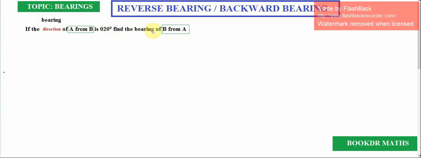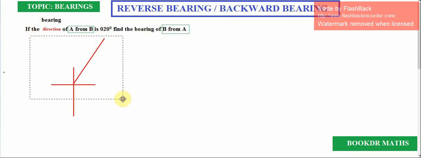Then here we are supposed to find the direction of B from A. It means at A, if I want to come back to B, how many degrees should I turn that will let me walk straight to B? Let's look at how this will be tackled. First and foremost, we'll draw our compass. Then we'll draw our 20 degrees.